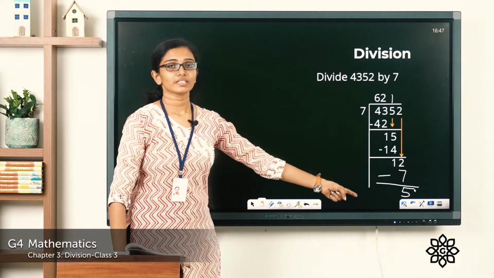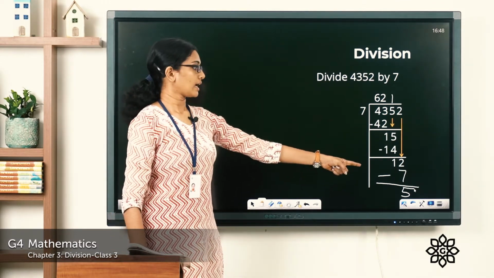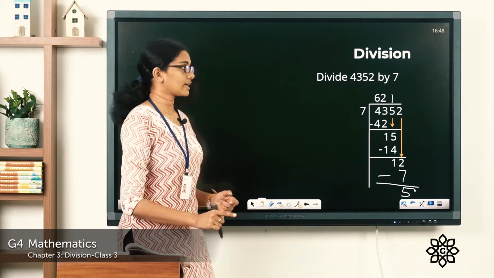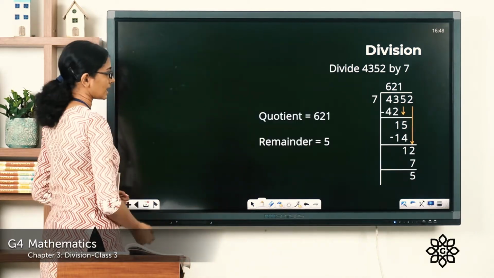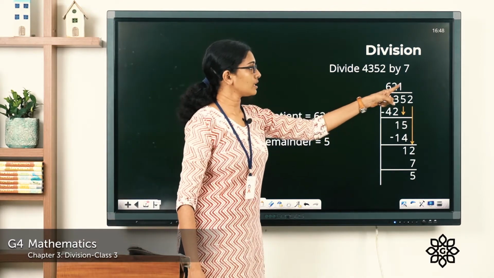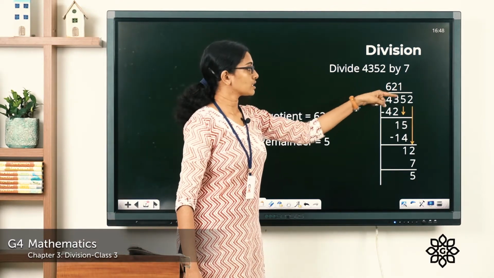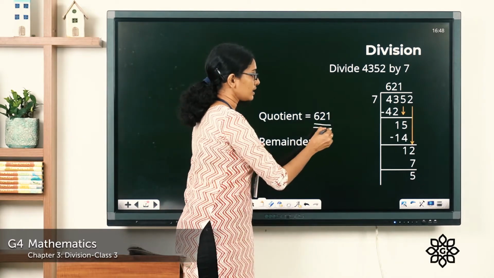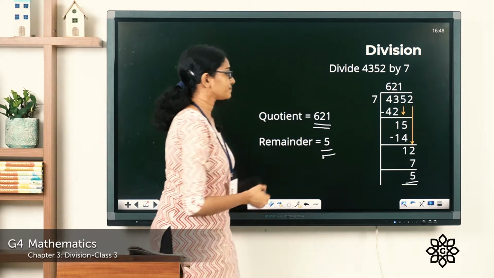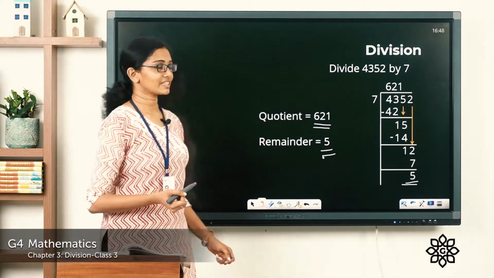Are there any more digits to bring down? No. And is 5 divisible by 7? No. So let's stop the division right there. So right now we have obtained the quotient. What is the quotient? The quotient is the number written at the top here. So the quotient here is 621 and the remainder is equal to 5. Hope you are clear with this.